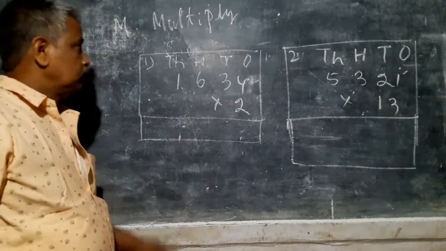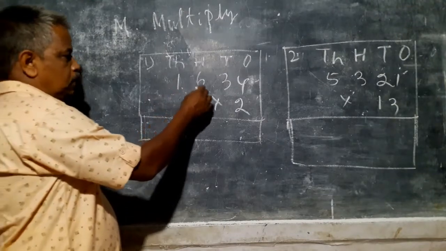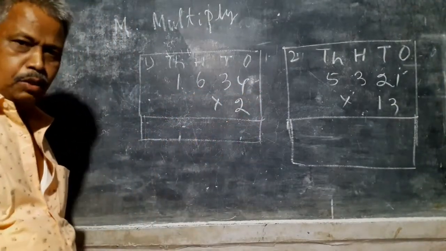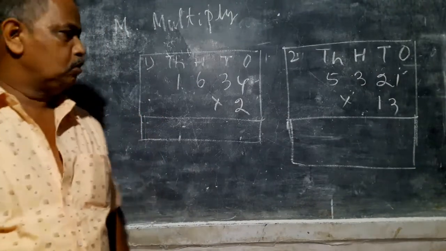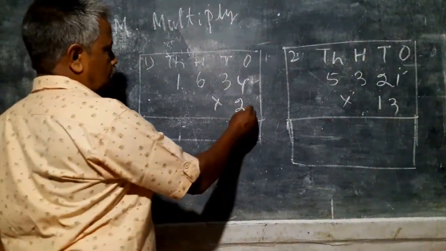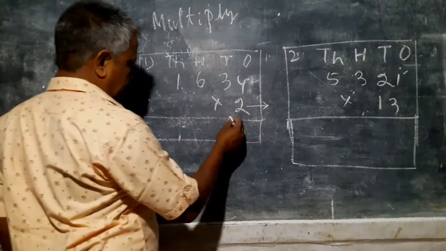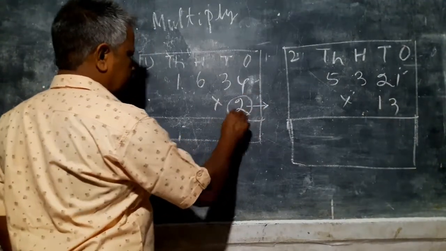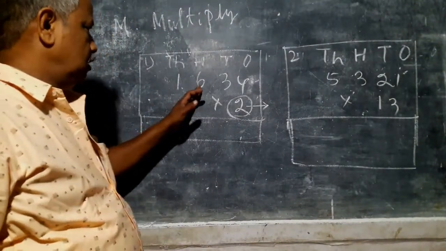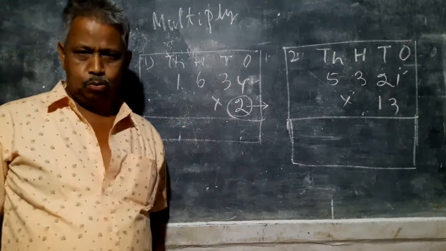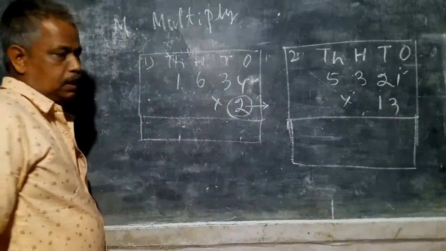You see the next question. The next question is multiplying. We multiply. The question is 1634 multiplied by 2. We have to multiply 1634 by 2. So, when we multiply, this number is known as the multiplier. We multiply the number by this number, that is known as the multiplier. We have to multiply 1634 by 2.